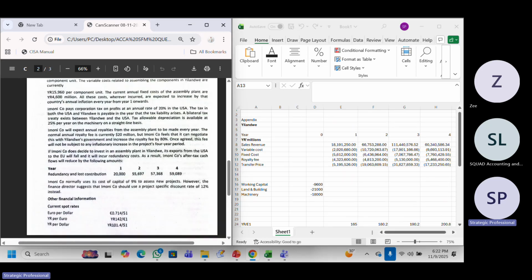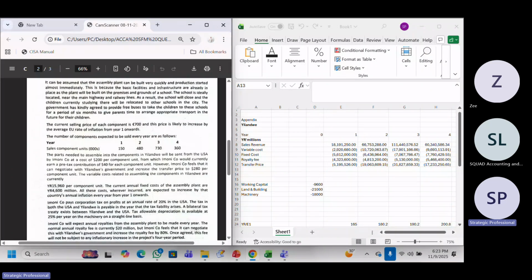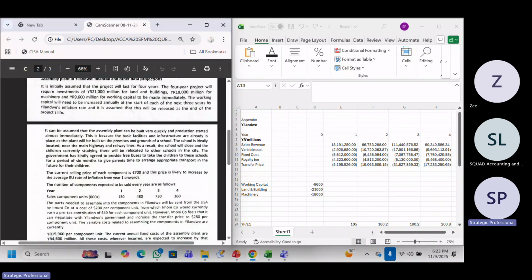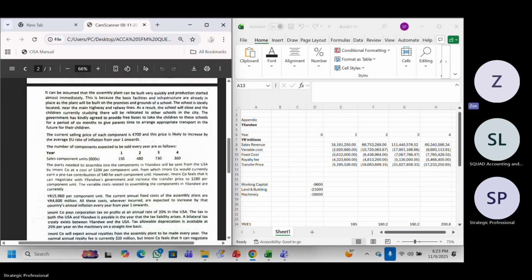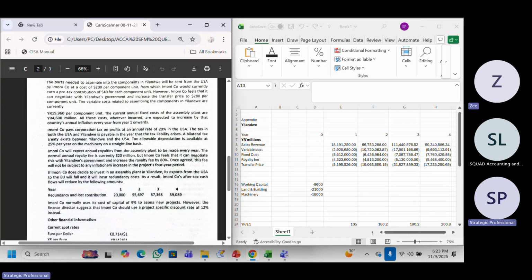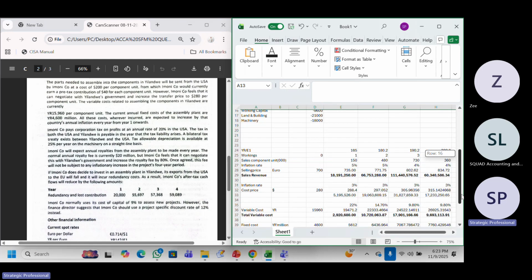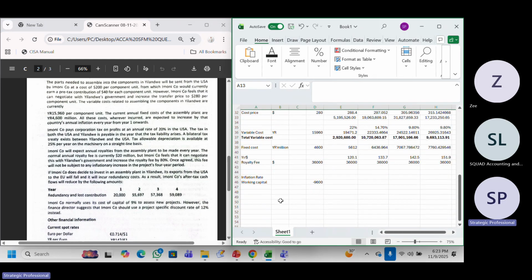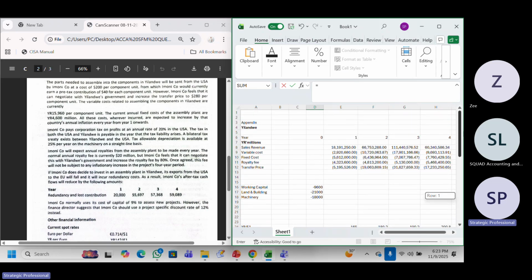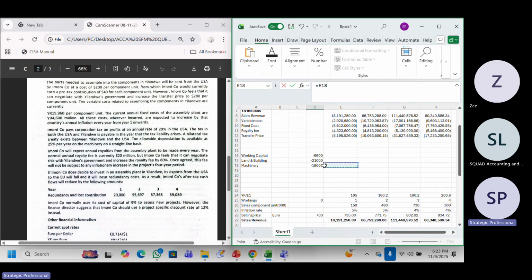They made mention of tax allowable depreciation, if you remember, in that question. They said something about tax allowable depreciation at 25% or so. Tax allowable depreciation is available at 25% per year on the machinery on a straight line basis. I should create a column for TAD, because I'll still send this to you. So the machinery is the 18, yeah.